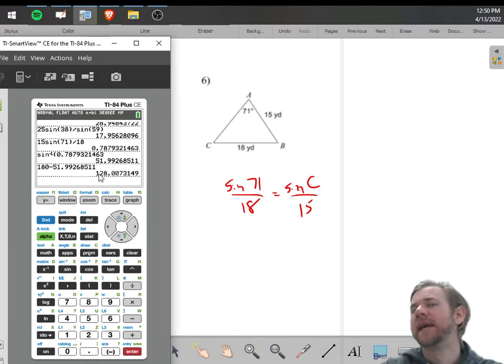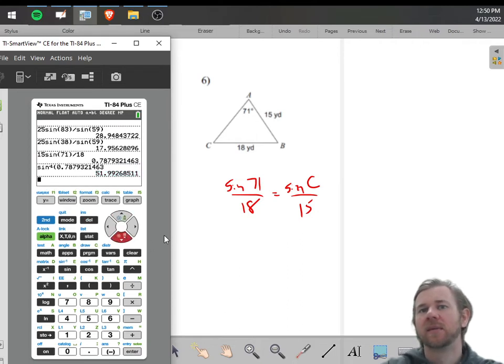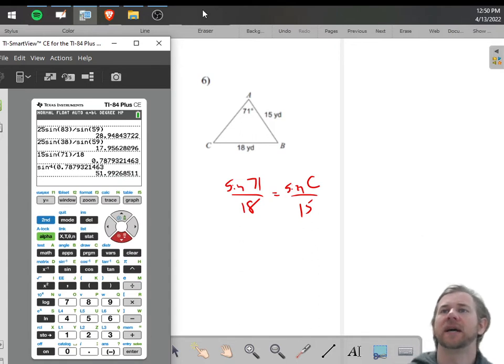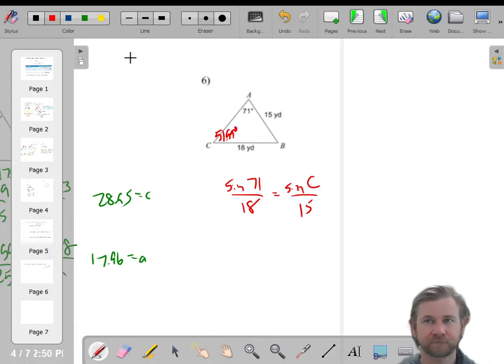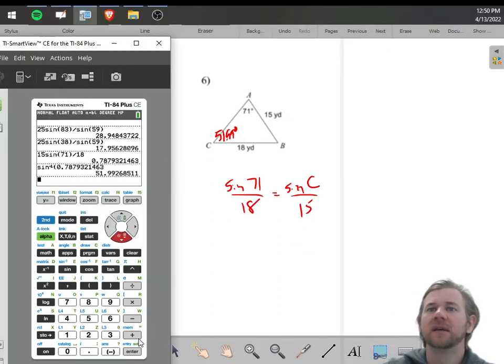But if you pick 128 and you add 71, that's bigger than 180. So it turns out this can't happen. It can't be 128 because 128 plus 71 is too big. We don't need to worry about that one. It's going to be 51.99 degrees there. And now that I have that, I know there's only one way to draw it because you couldn't fit the other angle. So I'll subtract to get angle B.